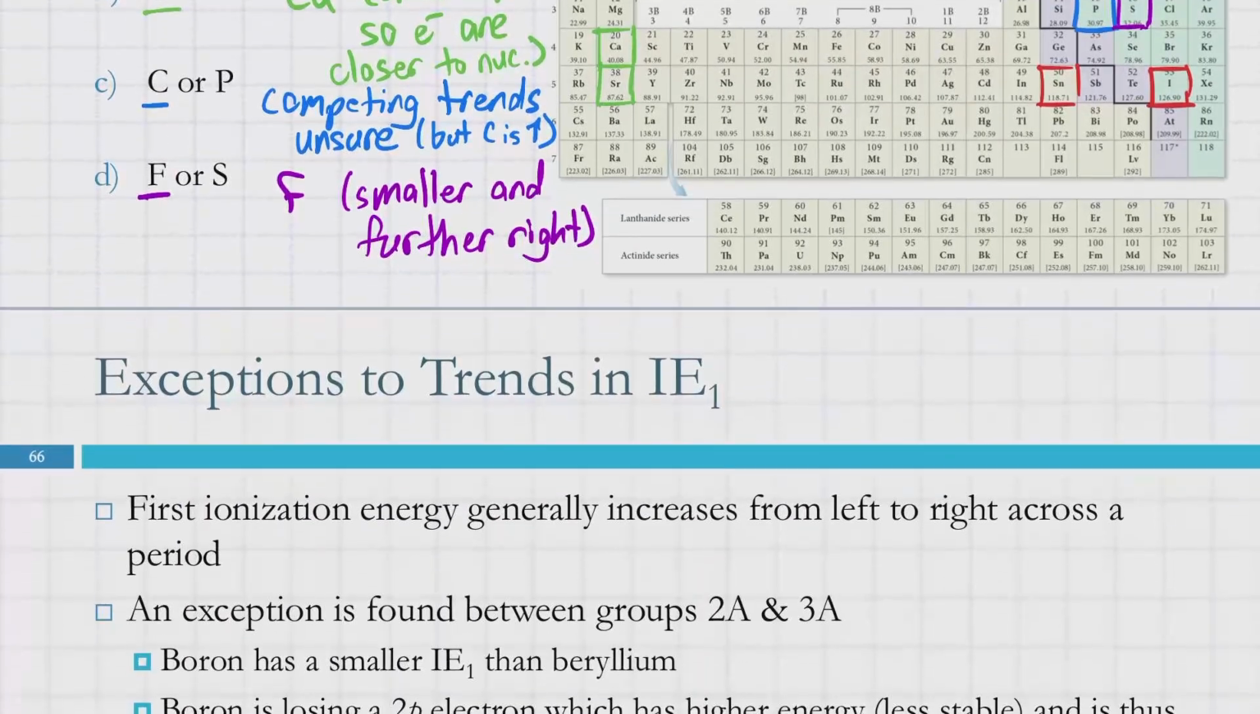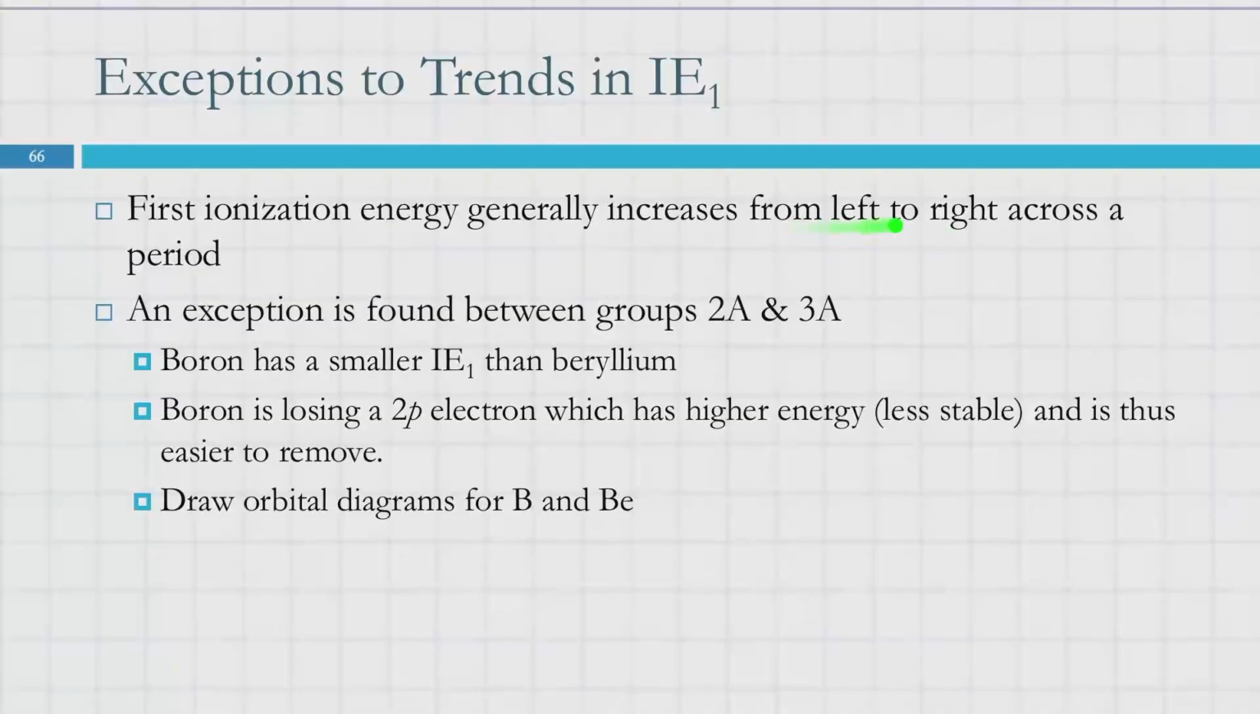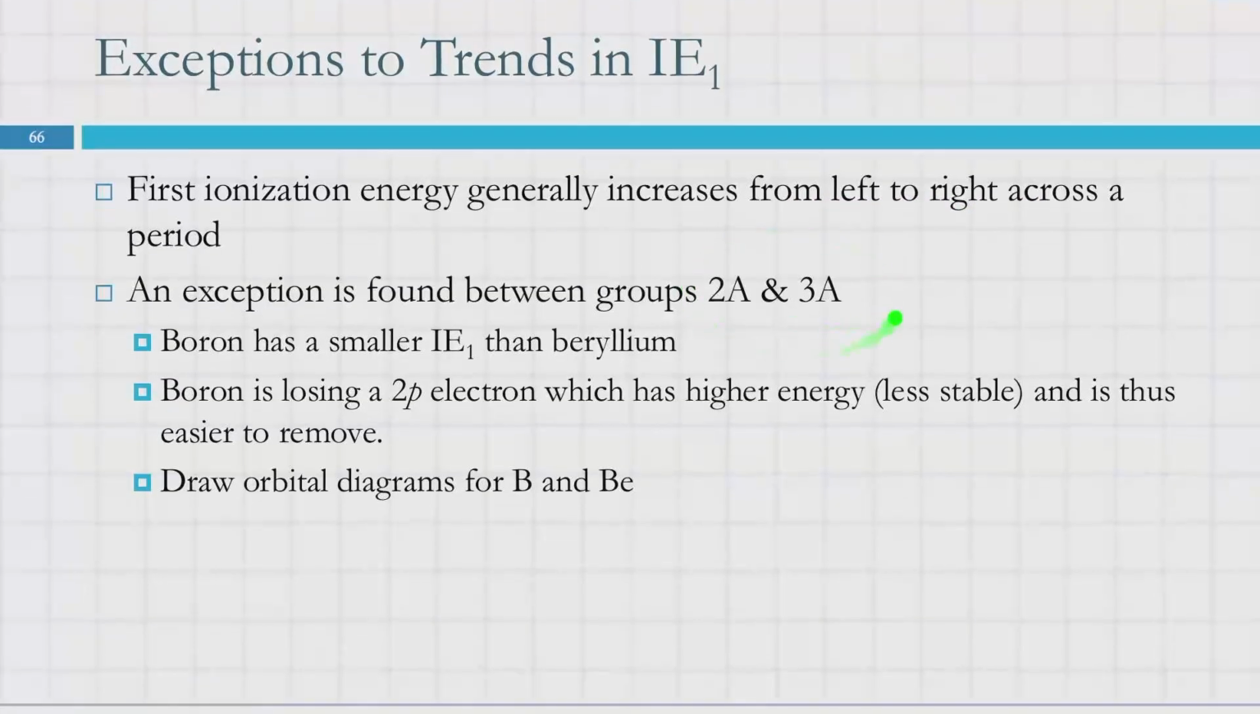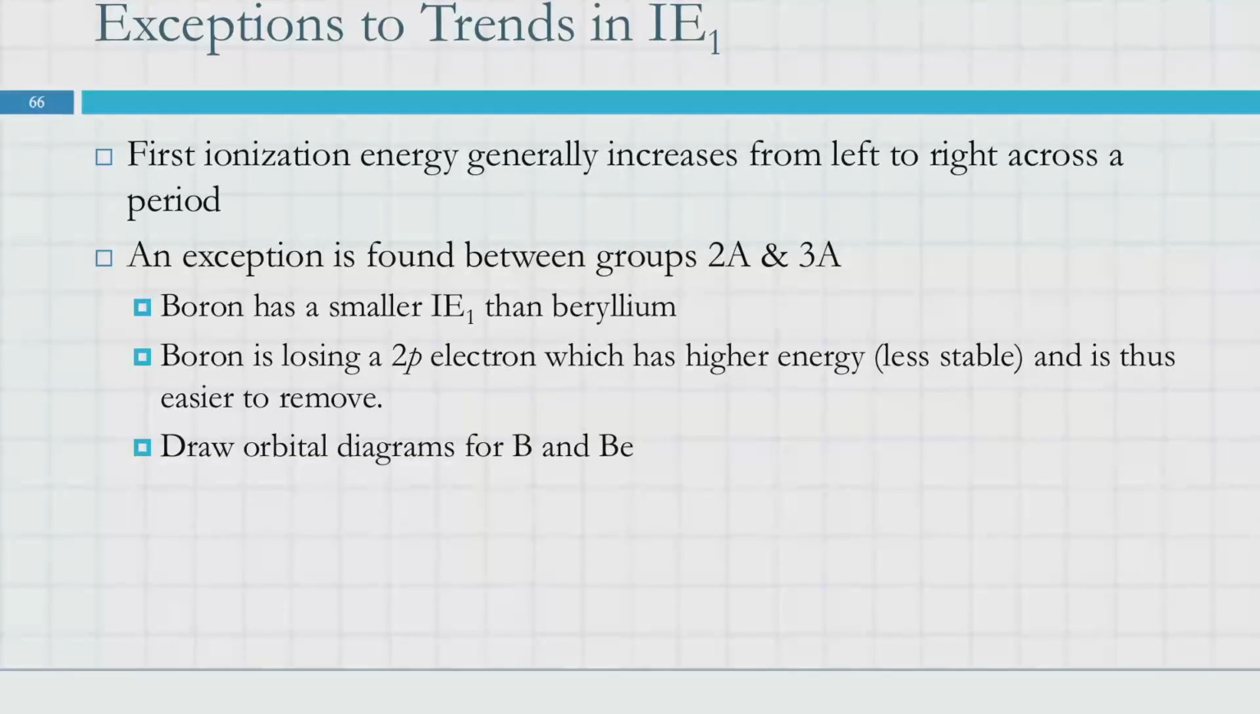There are some exceptions to the trends in our first ionization energy. So it generally increases from left to right. There's an exception between groups 2A and 3A. For example, boron has a smaller first ionization energy than beryllium. So boron's on the right side of the periodic table, past the gap for the transition metals. Beryllium is on the left. Boron is losing a 2p electron. And 2p electrons are higher in energy, therefore less stable, so they're easier to remove.